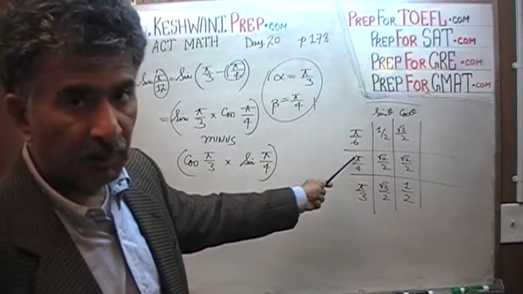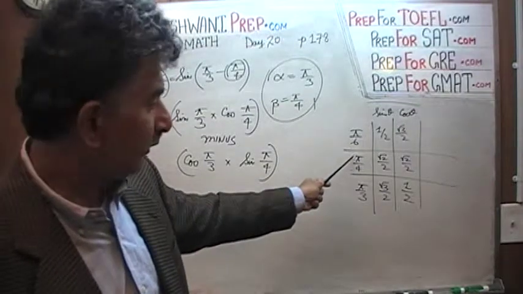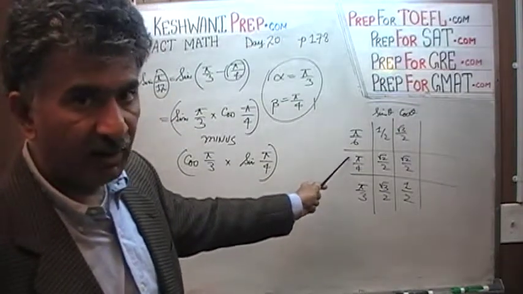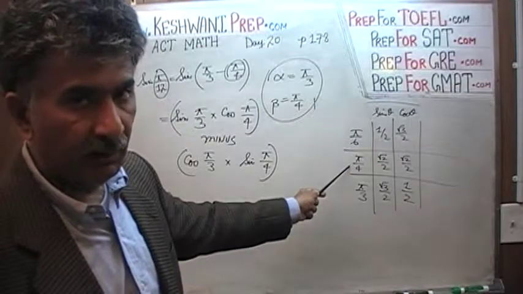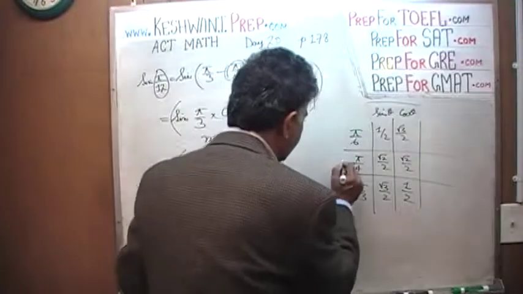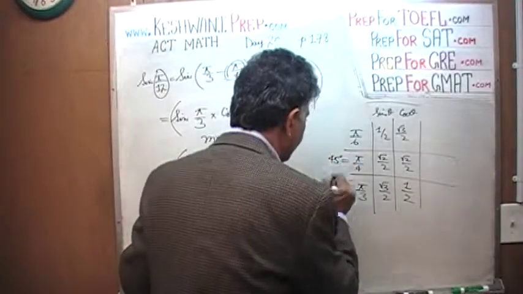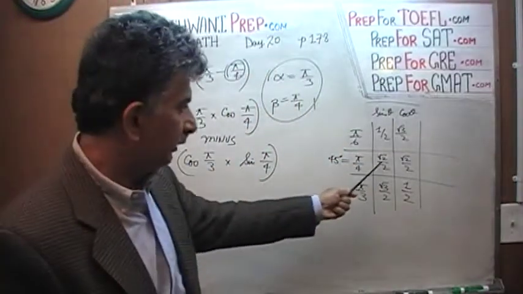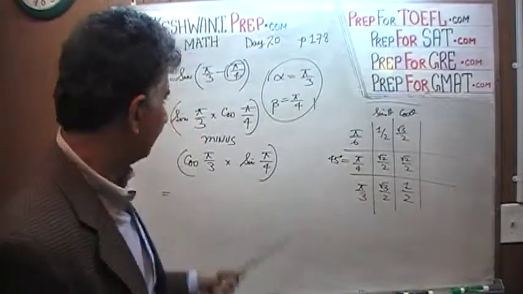Pi in radians equals 180 degrees. 1/4 of 180 degrees: half of 180 degrees is 90, and half of 90 is 45. So this quantity is equal to 45 degrees. And of course, the 45 degrees is an isosceles triangle, and therefore the sine and cosine are going to be the same. That's it. Let's do it here.